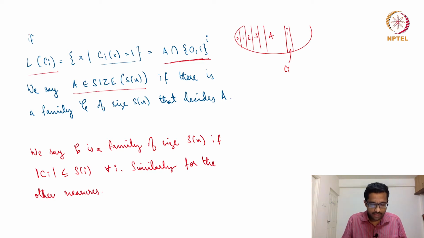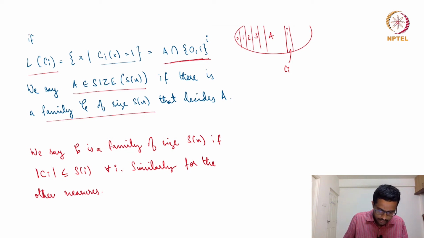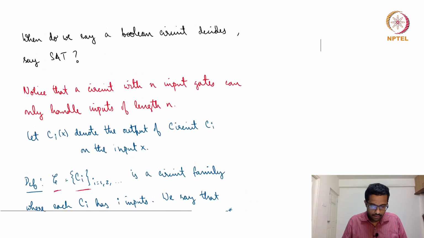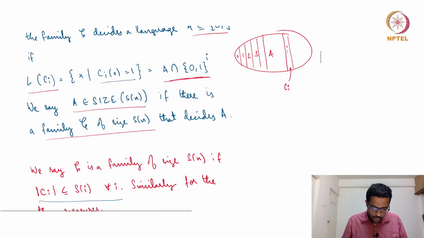So what do I mean when I say that a family C is of size Sn? What I mean is that the family is C1, C2, C3, a family of circuits. I want C1 to be of size at most S(1), C2 to be of size at most S(2), C3 to be of size at most S(3), and so on. So I want Ci to be of size at most S(i) for all i. This is when I say C is a family of size Sn. So basically for any i, the size of Ci should be at most S(i). Hope this is clear.